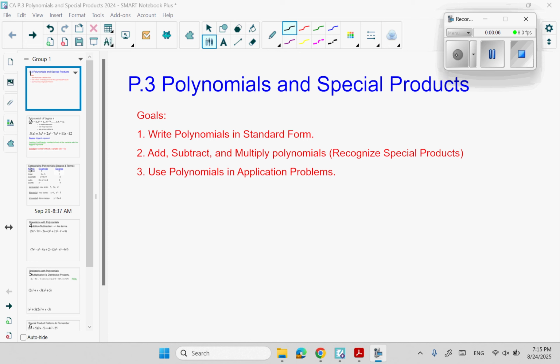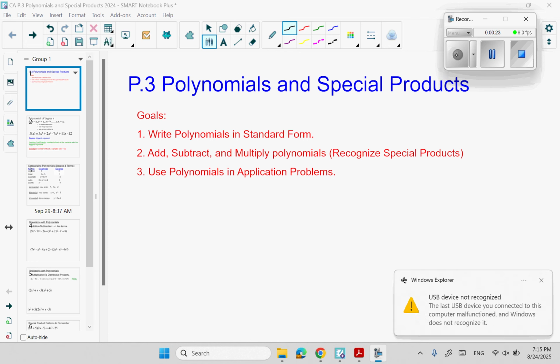This is all about polynomials and special products. We're going to focus on writing polynomials in standard form, and adding, subtracting, and multiplying those polynomials. When we multiply them, hopefully we can recognize special products. Otherwise, you have to do it all by hand. And hopefully eventually use some polynomials in applications of problems. I mean, not today, but in the future.